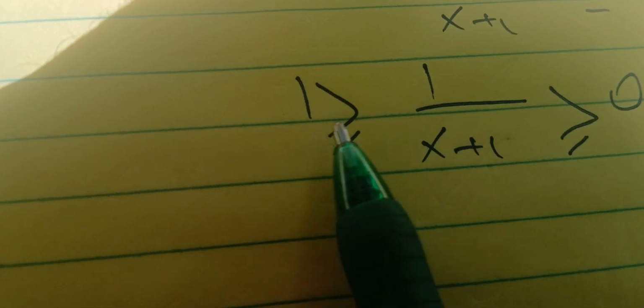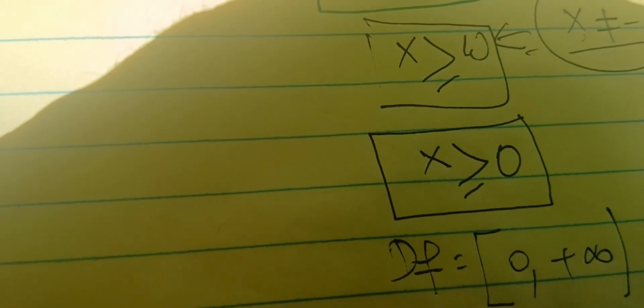This quantity is positive because it's bigger than 0. 1 is positive, and therefore x plus 1 must be positive. And therefore we can multiply both sides by x plus 1, and we will not have any problems. Doing so, we're going to have x plus 1 bigger than 1, bigger than 0. We are not going to write bigger or equal to 0, because 0 times x plus 1 is 0.